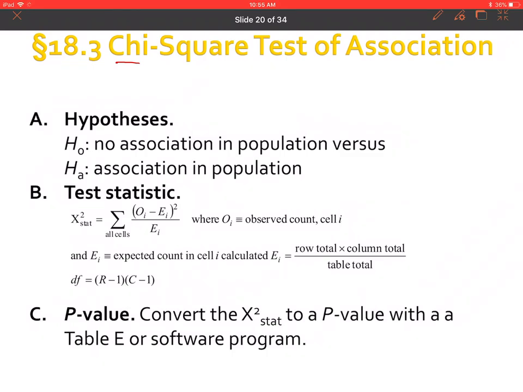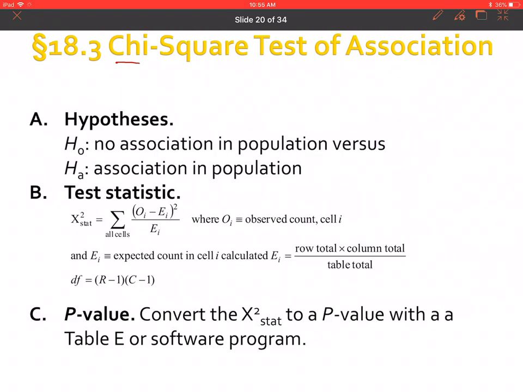Hi and welcome back. Here's our part 3 on chapter 18 with cross-tabulated counts. So we're going to enter this part 18.3 with the chi-squared test of association. When we're dealing with chi-squared, we're setting up our hypothesis statement, our test statistic, and our p-value.